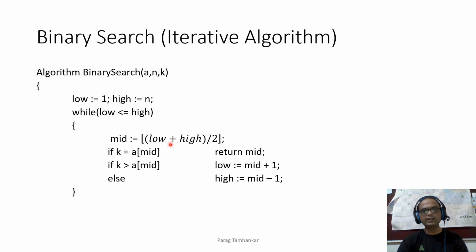We iterate in a loop. If we get the element, we will return the index position of the element. And if the element is not present in the array, eventually low will exceed high. And if low exceeds high, then we are going to return minus 1 for unsuccessful search, right?